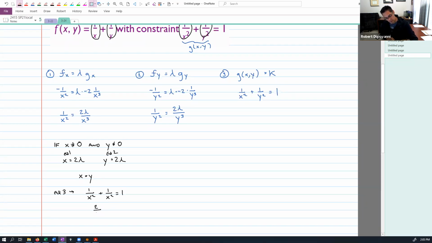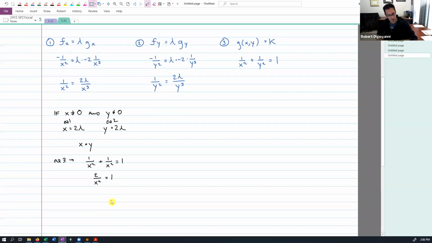And that gives you 2 over x squared equals 1. And that means 2 equals x squared. And that means x equals plus or minus root 2. So we have some cases here. We have root 2 for x, and negative root 2 for x. And then the y has to be equal to x. So root 2 here and negative root 2 here.